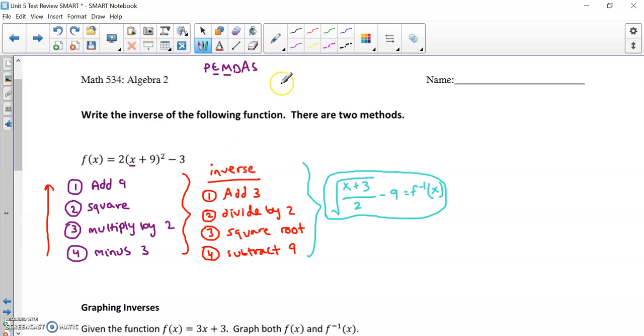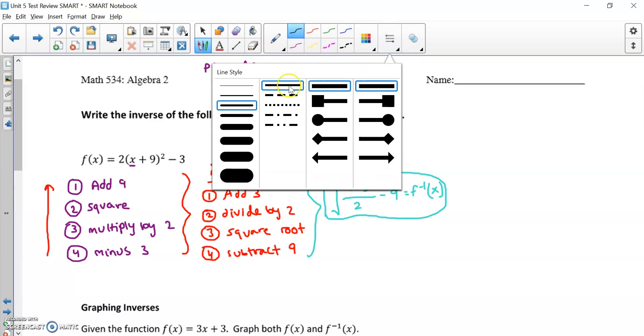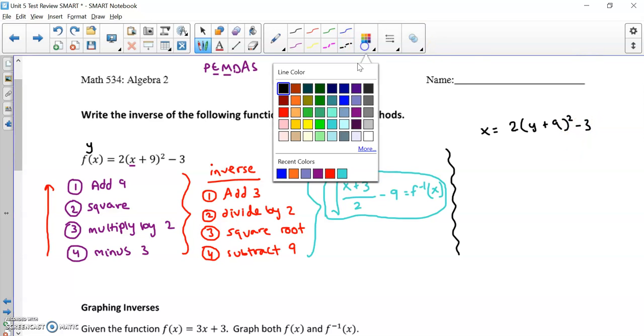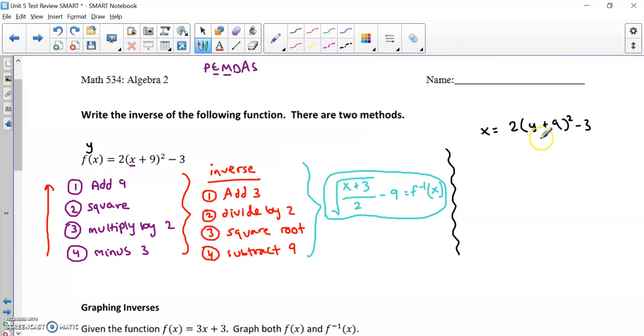All right, so that's the list method. Remember, the other way you can do it is the switch and solve method. So for that, we would switch x and y. Remember, the f of x is the y. So instead of y equals all of this, we will have x equals 2 times (y plus 9) squared minus 3. And at that point, our goal is to just get y by itself. So we will start making moves to move everything away from y. The first thing we can move away is this 3.